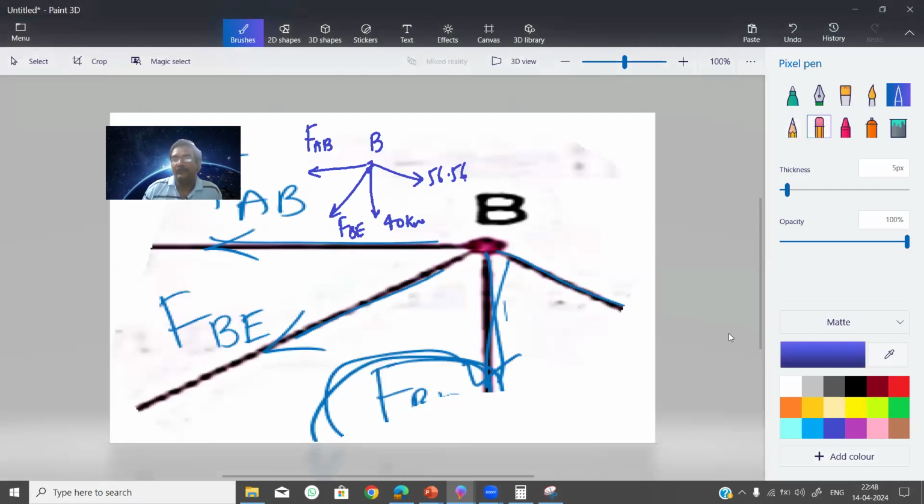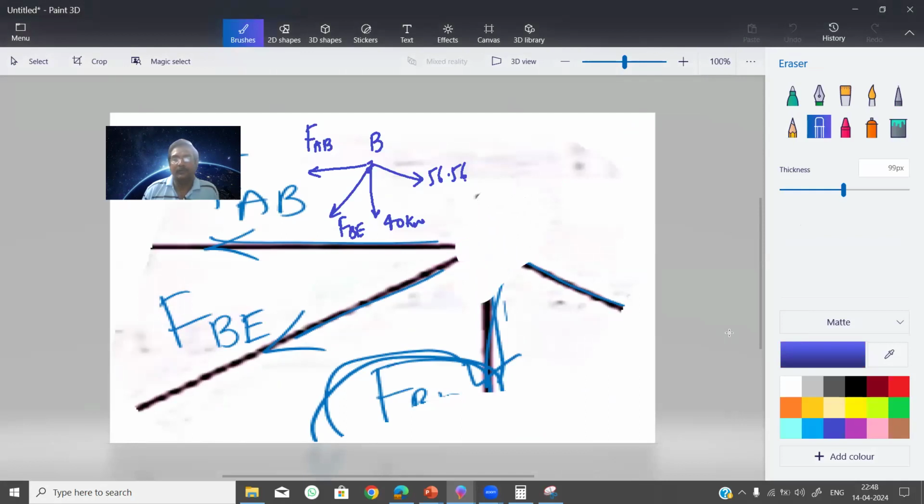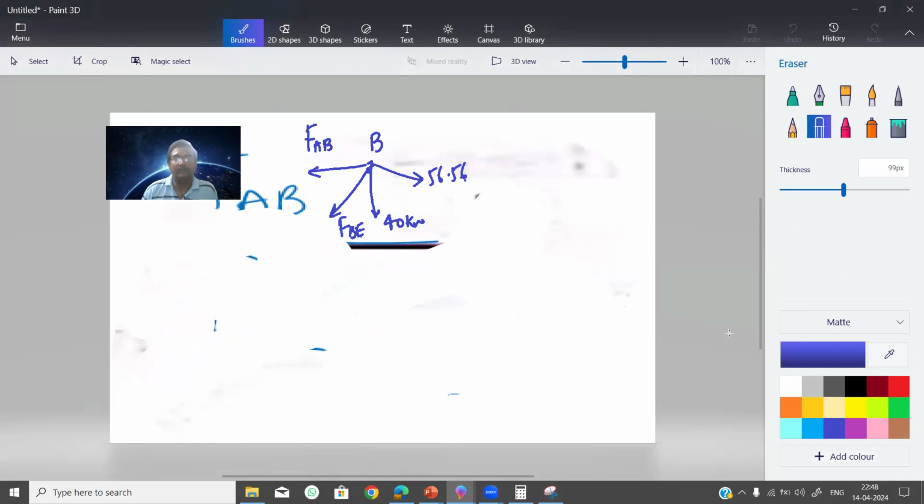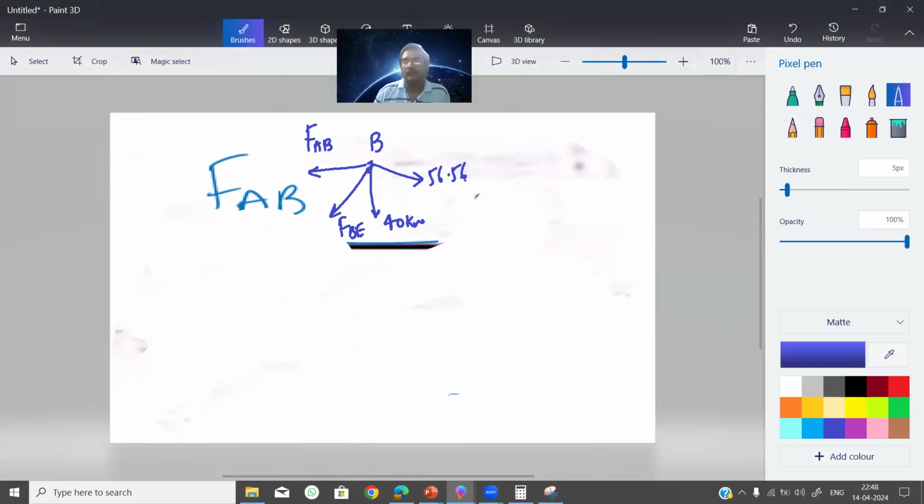So at the joint B, you apply the condition of equilibrium. What is the condition of equilibrium? Sigma fx is equal to 0, sigma fy is equal to 0. Now I am erasing the other things to calculate easily. So these unnecessary things I am erasing. Okay.